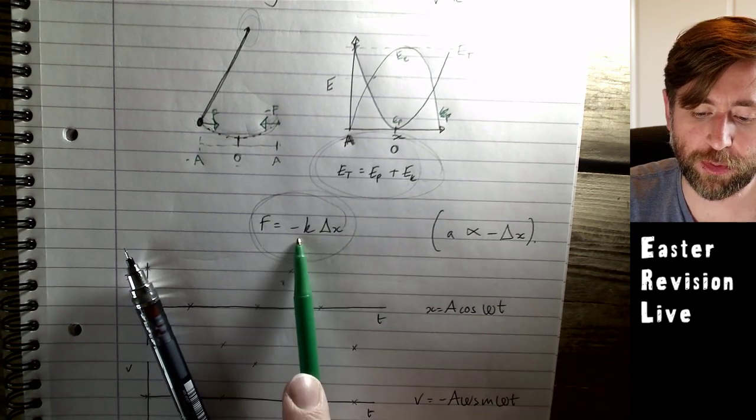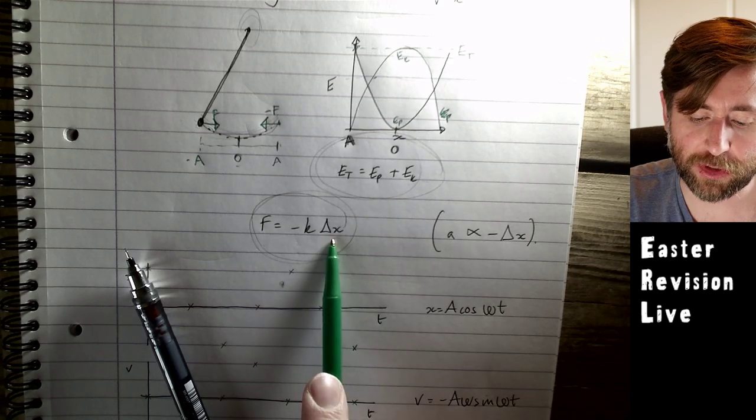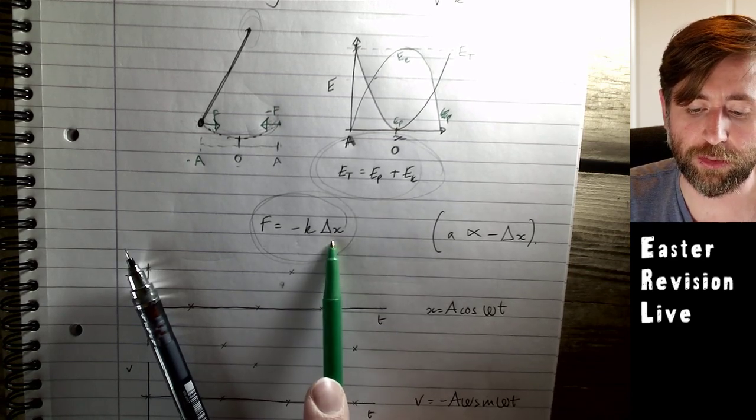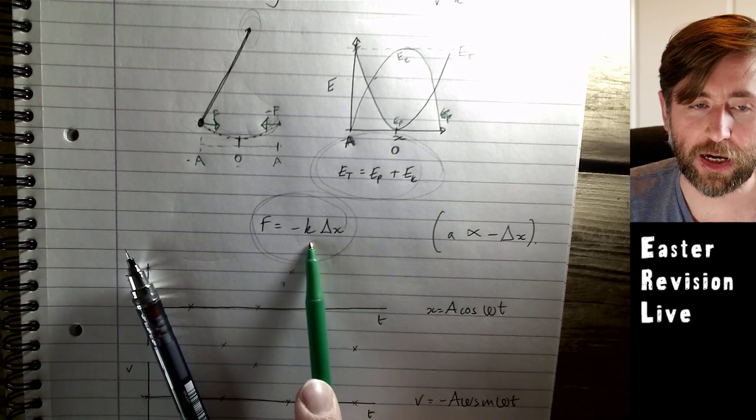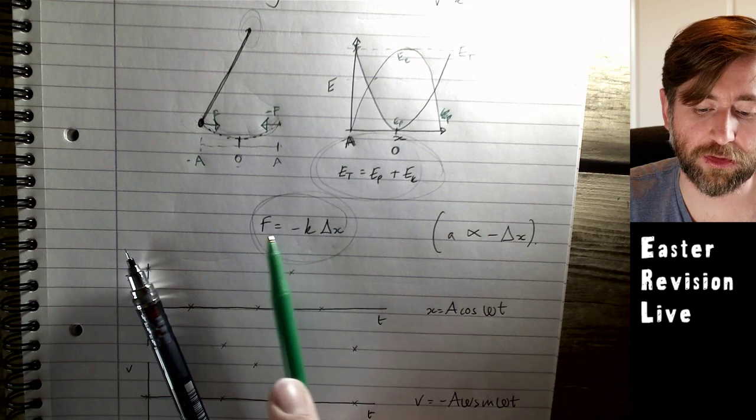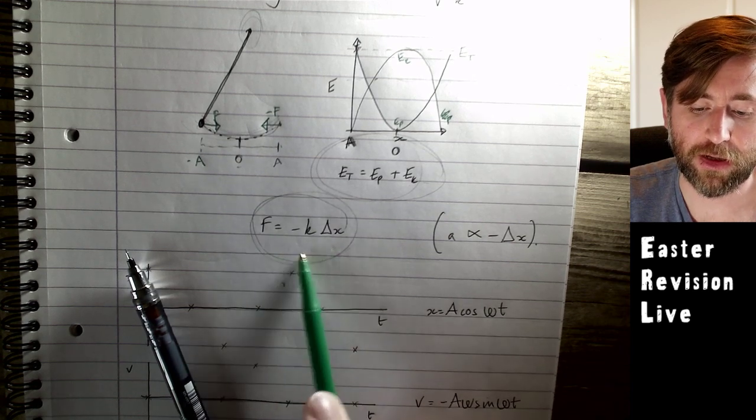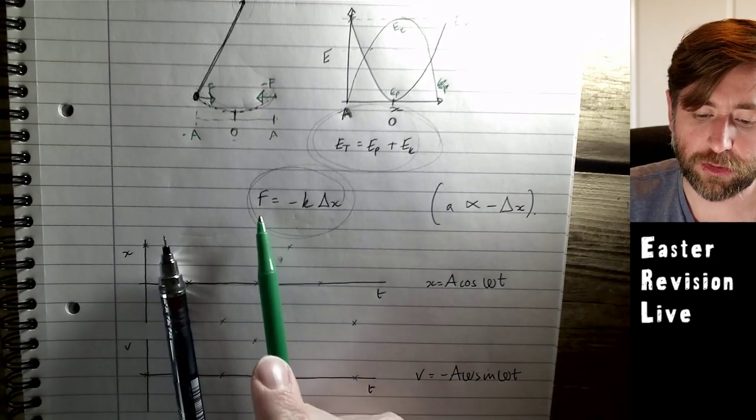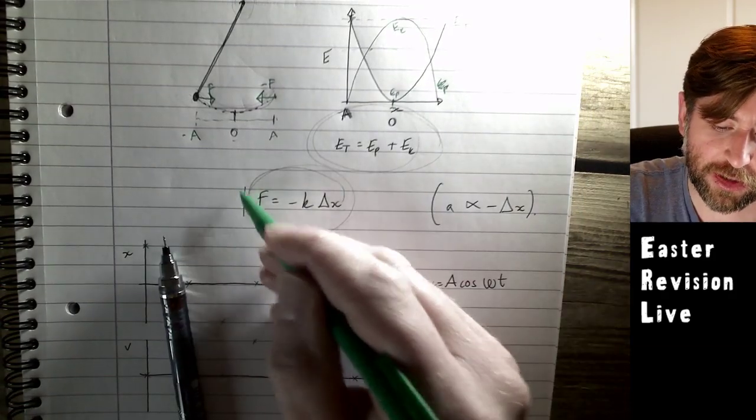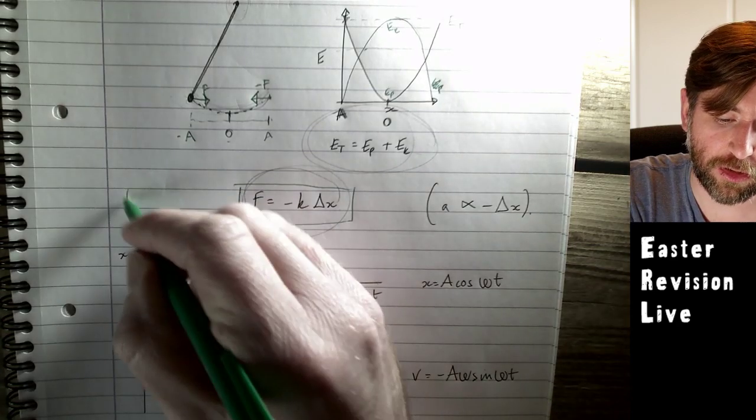It's opposite from the displacement from that equilibrium position, and there is some constant which governs the size of that force, and that constant is from L over G or M over K. And so this equation here is the definition of SHM.